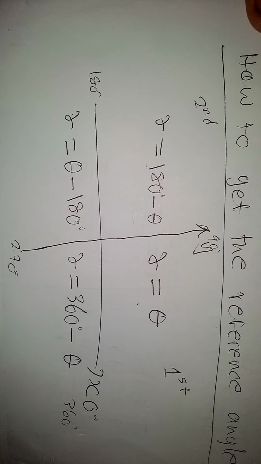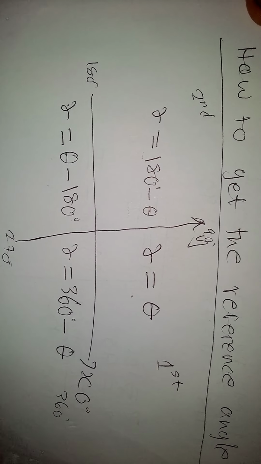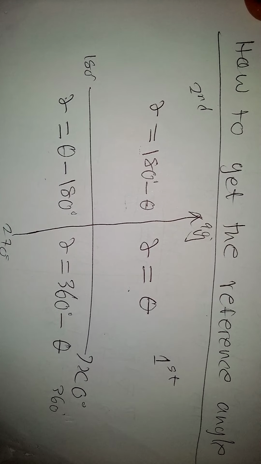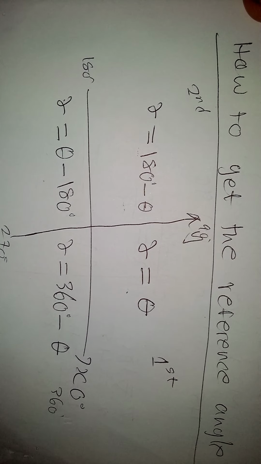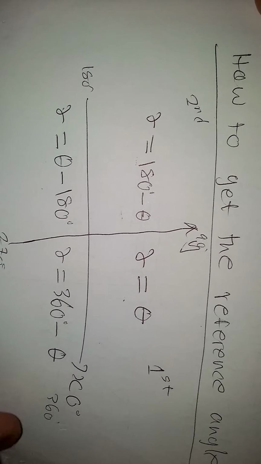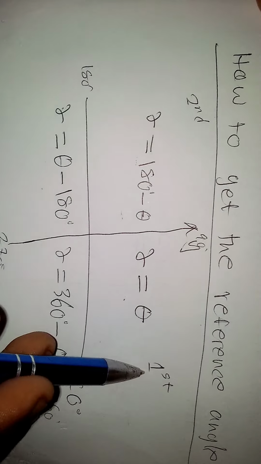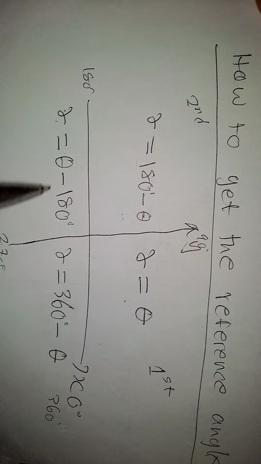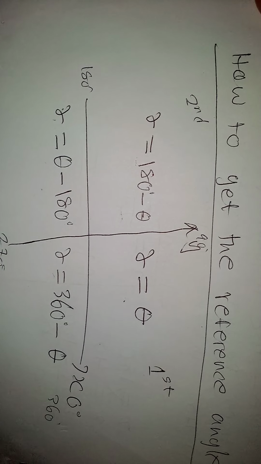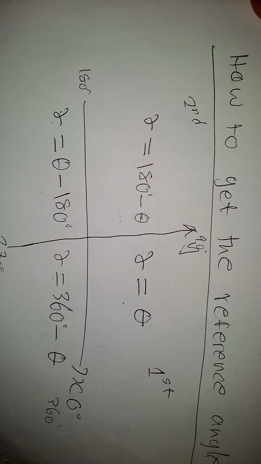Okay, so let us continue from where we ended. It was just a recap. I was saying how to get the reference angle in the first quadrant, second quadrant, third quadrant, and the fourth quadrant. So we said a reference angle is simply an acute angle.